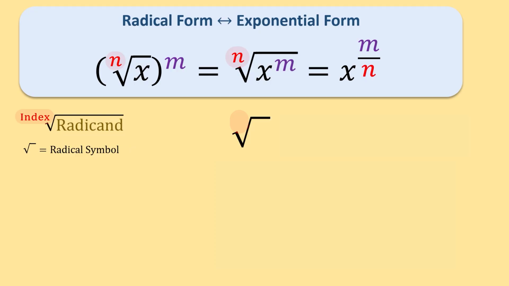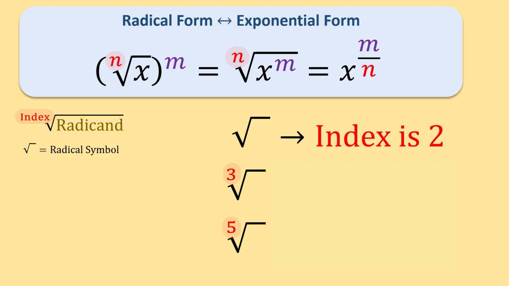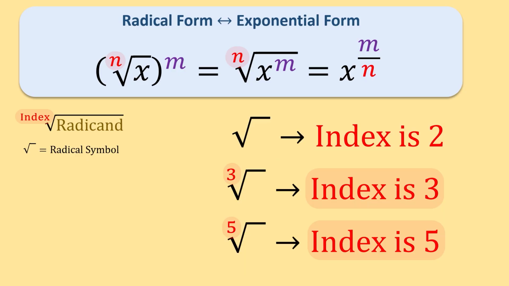When no number is in the index position, the index is 2. Otherwise, the index will be the number that appears in this position of the radical symbol. To introduce how to convert between a radical expression to an exponential expression, let's consider this example here.